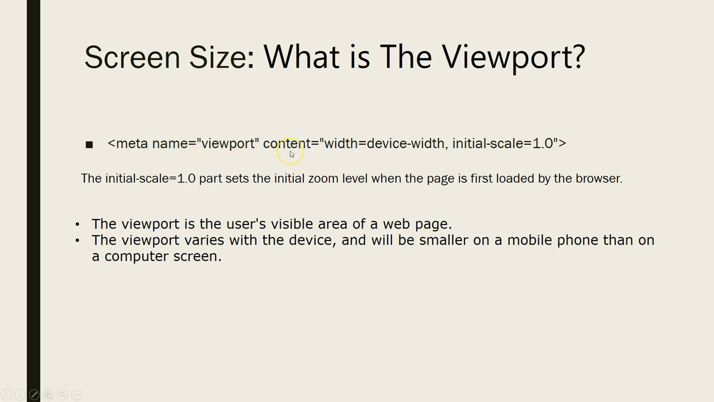So meta name is equal to viewport, content is equal to width is equal to device width. So what it is telling the browser is that your content should be displayed in the visible area of a web page, which could be of any device width. So if a person is using desktop, the widths are different. If a person is using tablets, the widths are different. So the viewport could vary with the devices. And this is what it is telling you. And 1.0 just sets the initial zoom of the page.